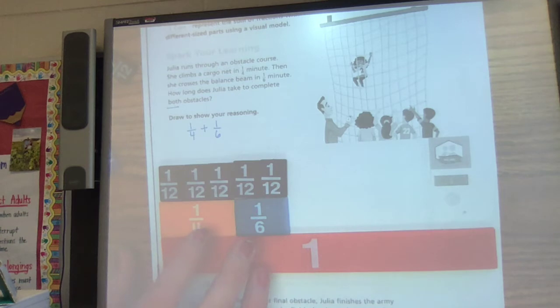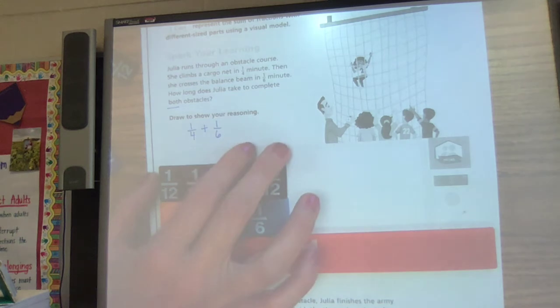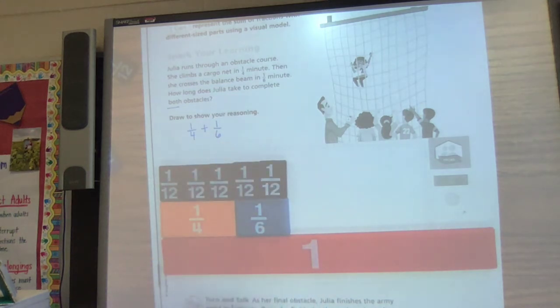And so we're just kind of looking at these and we're thinking of numbers that they have in common as we're counting by that number. 4, 8, 12, 6, 12. This is a number that they have in common, so this is how we can create that equivalent fraction. Okay.